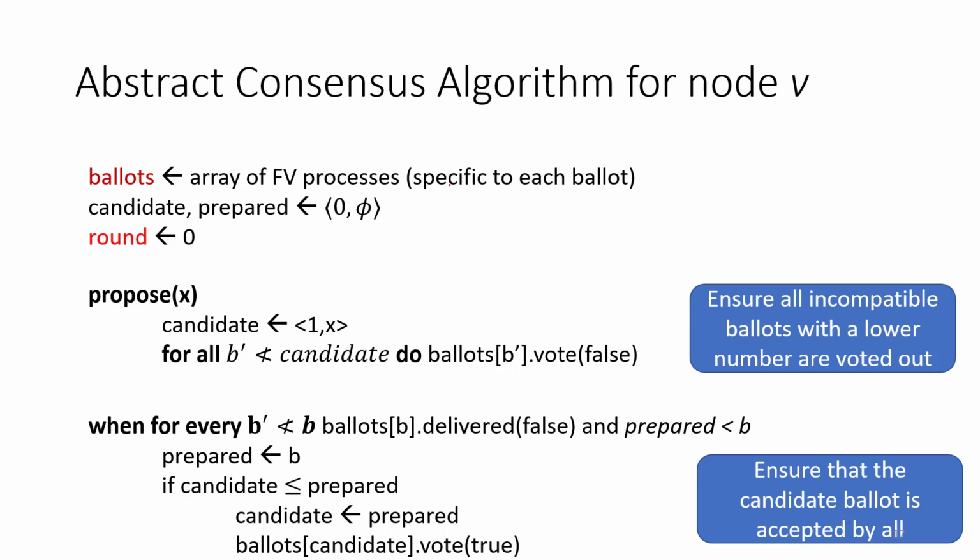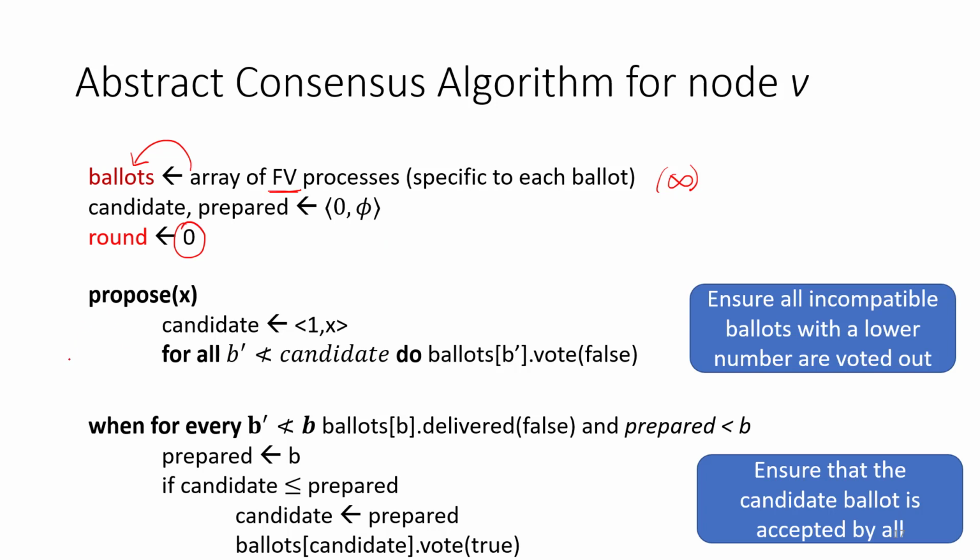So let us say that specific to each ballot, we have a federated voting process. Given the fact that we don't place any bounds on this array, in principle, this could be infinite. That is why I say it's an abstract algorithm or a theoretical algorithm, but very soon we will place bounds on it. So an array of federated voting processes, one per ballot. We maintain two state variables, candidate and prepare, initialized to 0 and null. And of course, the first round is round 0, and this keeps on increasing monotonically.